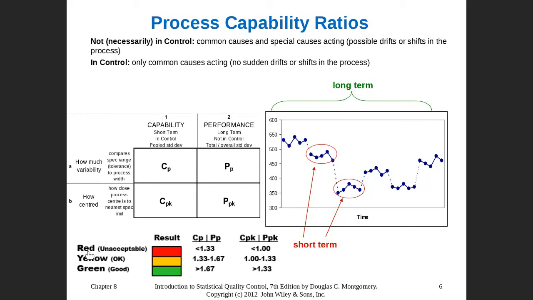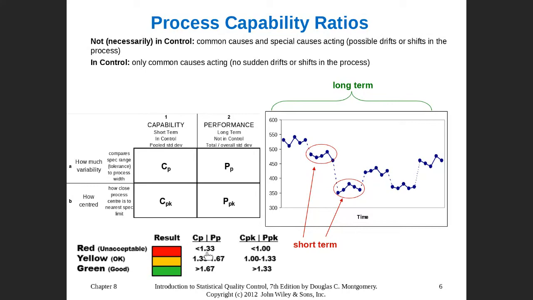The red means that is unacceptable and the process is not capable. The yellow means the process is okay, but improvement definitely is needed, but it still is capable. The green one means the process is very good and performing at a good level.